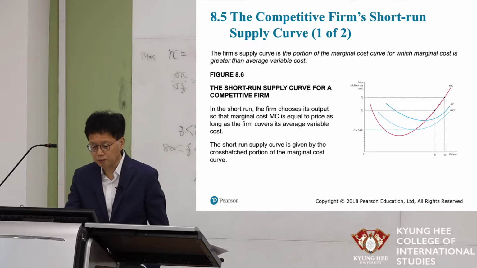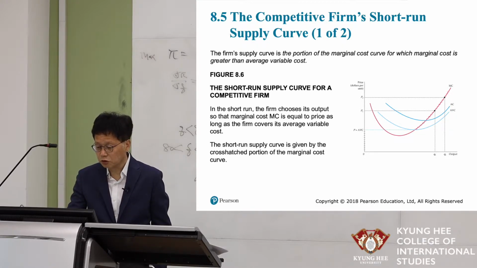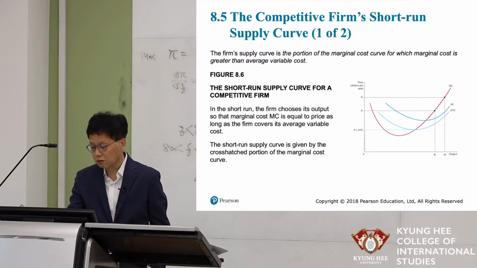That is figure 8.6. In the figure shown, the firm chooses its output so that marginal cost is equal to price, as long as the firm covers its average variable cost. The supply curve is given by the cross-hatched portion of the marginal cost curve in figure 8.6.